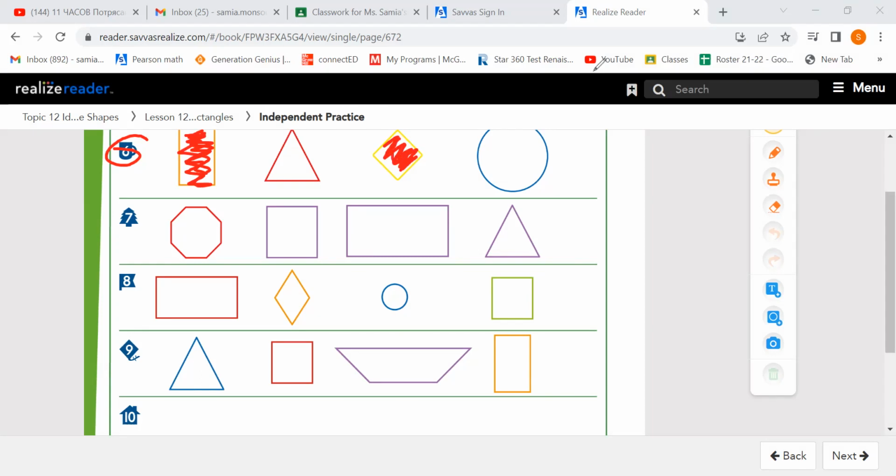Okay, so you colored in your rectangles. Now mark an X on each rectangle that is also a square. So which of those rectangles is also a square? This one. So we mark an X. You're going to do that for 7, 8, and 9. For number 10, you're going to draw a green rectangle, and then you're going to draw a yellow square.